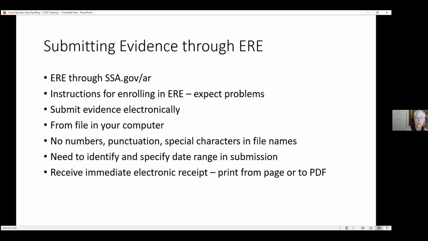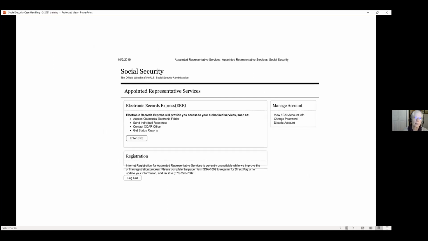And as you're figuring out what you're going to submit, make sure you know when it starts and when it ends, because you're going to have to put that in. And then you'll get an immediate electronic receipt, which will help you know what you've submitted and not submitted, and will help you prove to them that you did submit it when they say that you didn't.